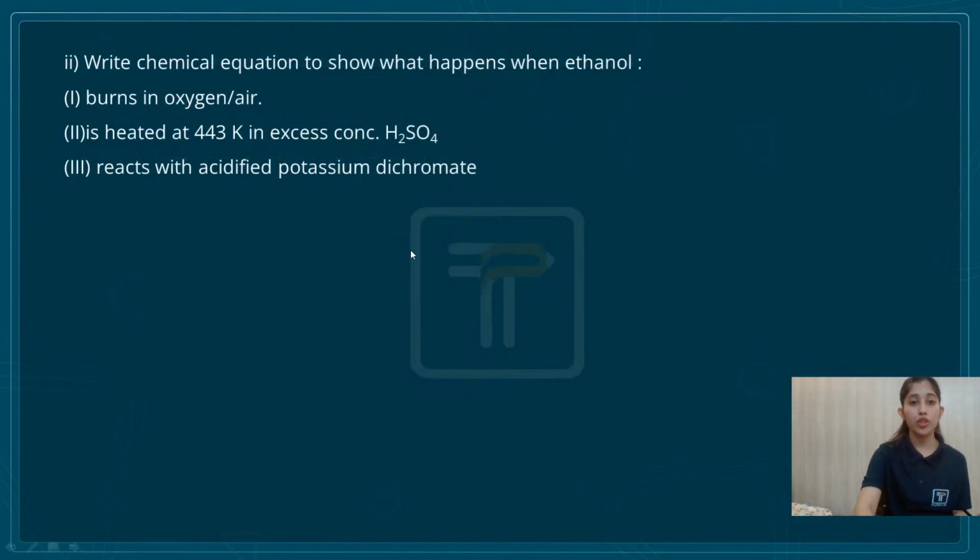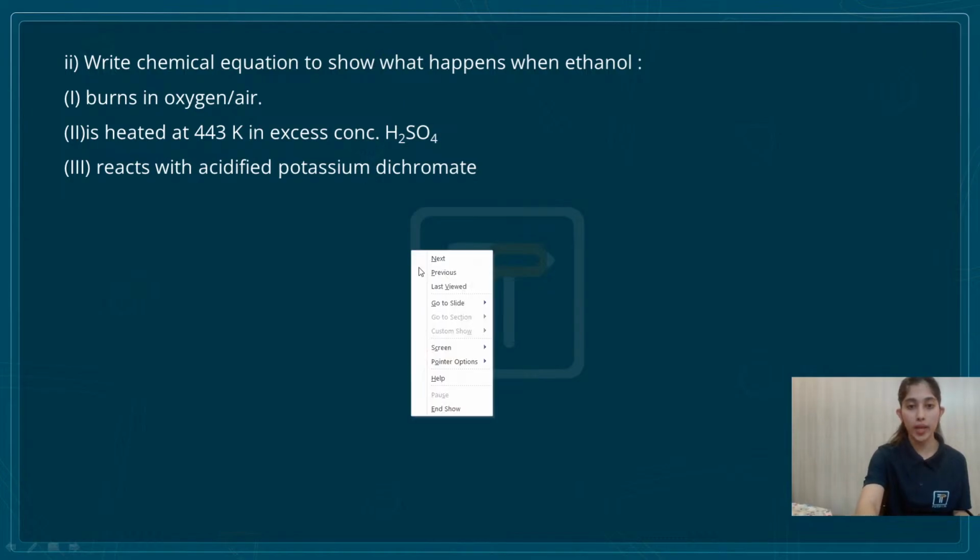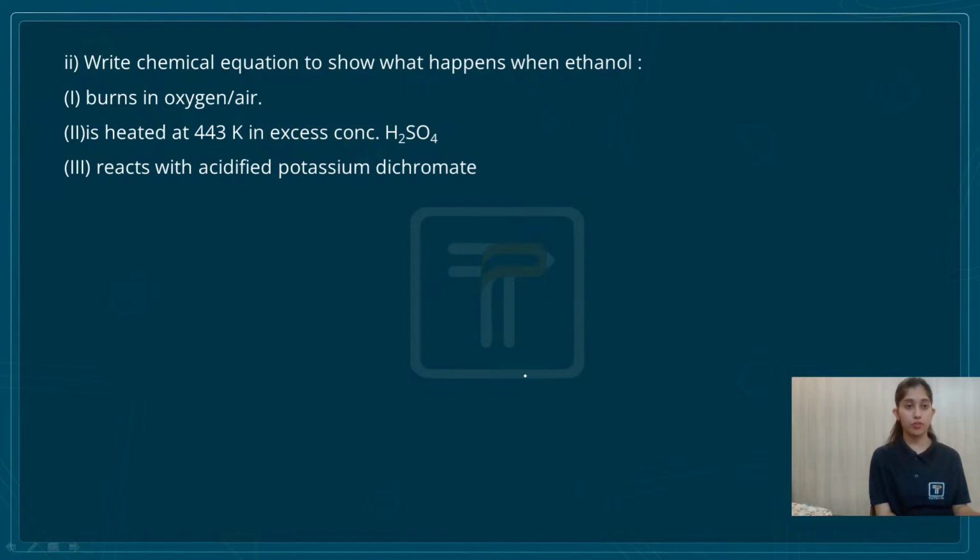Yes, so you have to write the reaction as well. What is going to be your reaction? Let's write the reaction first for the first one. What is your ethanol? Ethanol is CH3CH2OH. What is it doing? It's combining with oxygen.